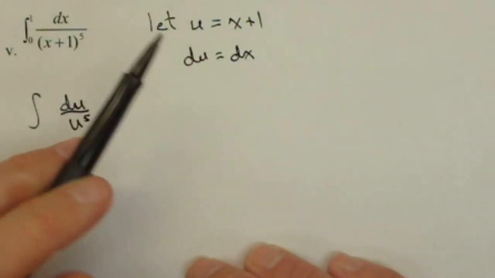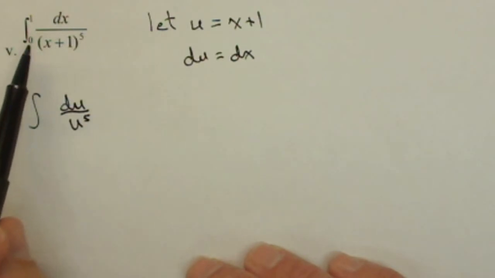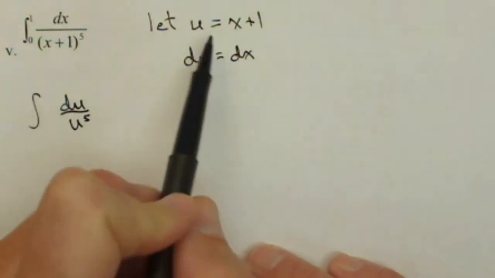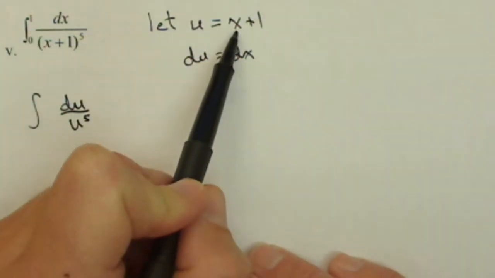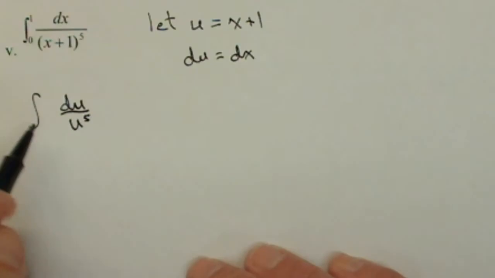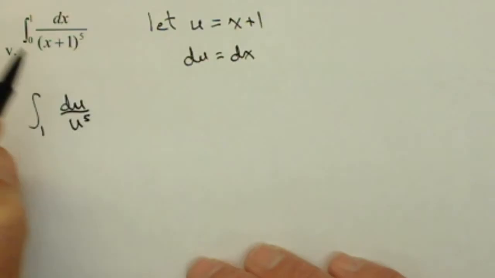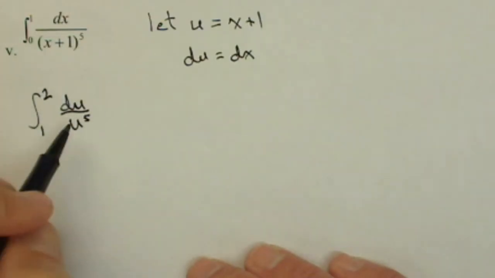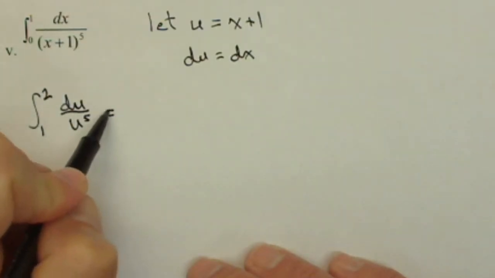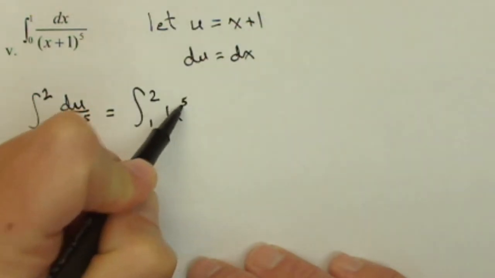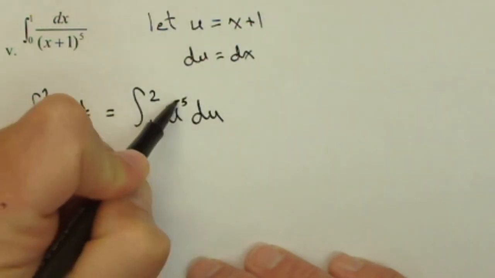Now what I like to do is change my limits so that I don't have to substitute back later. So remember, these are x values here, and I know that if x is 0, 0 plus 1 is 1, that u would be 1, and if x is 1, 1 plus 1 is 2, and so this is my new problem, and I'm just going to solve it from here on out. So I'm looking at the integral from 1 to 2 of u to the negative fifth du.